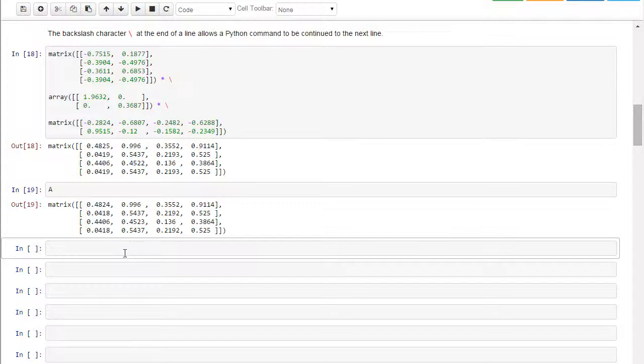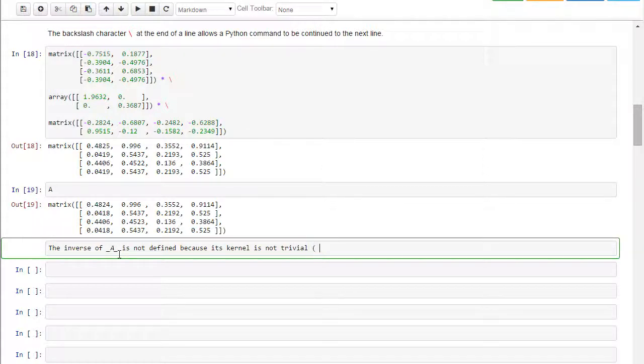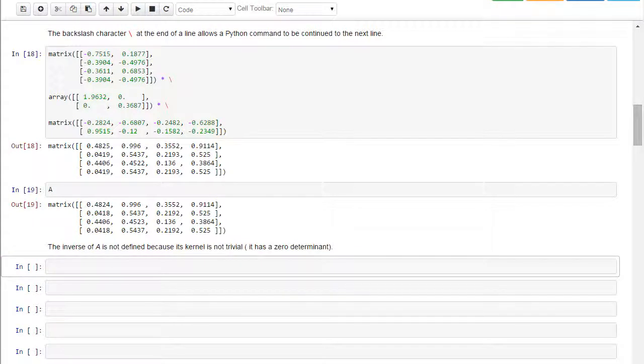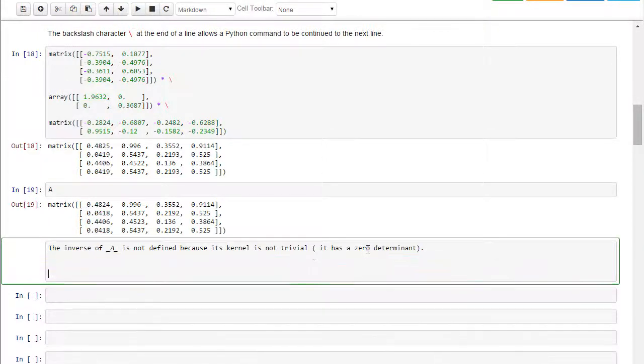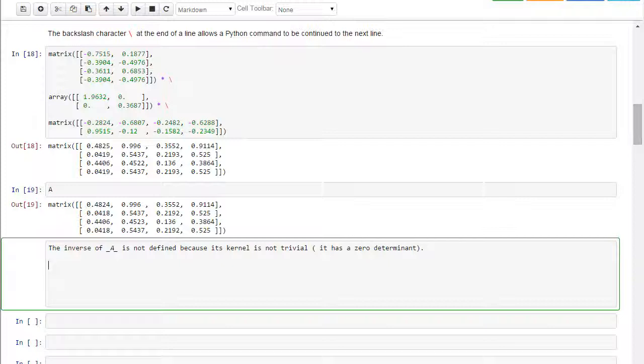Now, let's notice that we're saying here that the inverse of A is not defined because its kernel is not trivial. Or if you want to say it a different way, it has a zero determinant. So therefore, instead of using the inverse, one of the things we looked at quite a bit was the pseudo inverse.